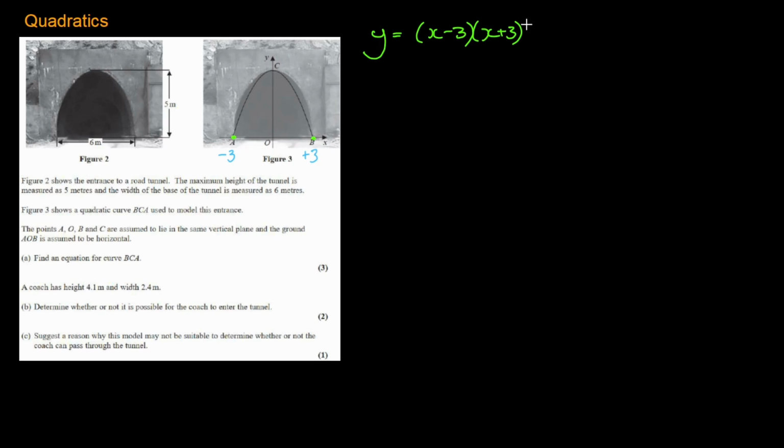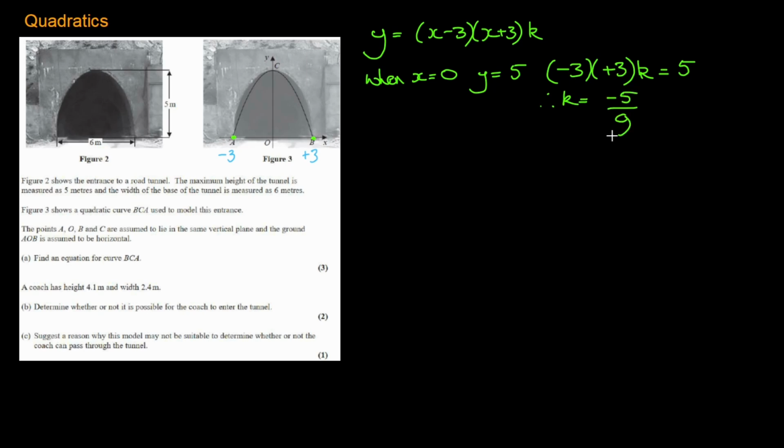So in a way, we must put a constant in here, let's call it k, which will determine how high the curve goes. So how do we transfer the knowledge that the height of the curve is 5 to our equation here? Well, we can actually say that when x equals 0, y must be equal to 5. So when x is equal to 0, I get -3 multiplied by +3 multiplied by k, and that must be equal to 5. So therefore, k is equal to -5 over 9.